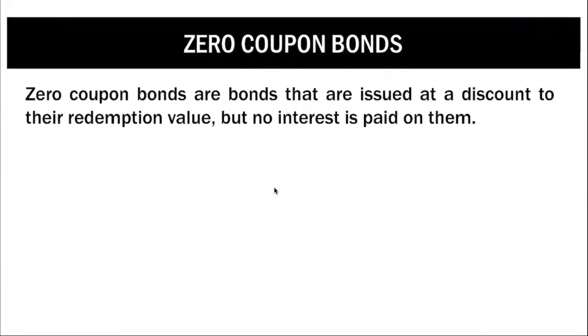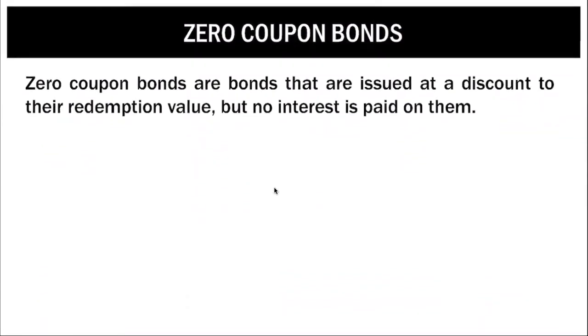Next, the third debt financing that we will discuss is your zero coupon bonds. So what is a zero coupon bond? Zero coupon bonds are bonds that are issued at a discount to their redemption value, but no interest is paid on them. Why is there no interest paid on them? Because it has a 0% interest or 0% stated rate or 0% coupon rate.